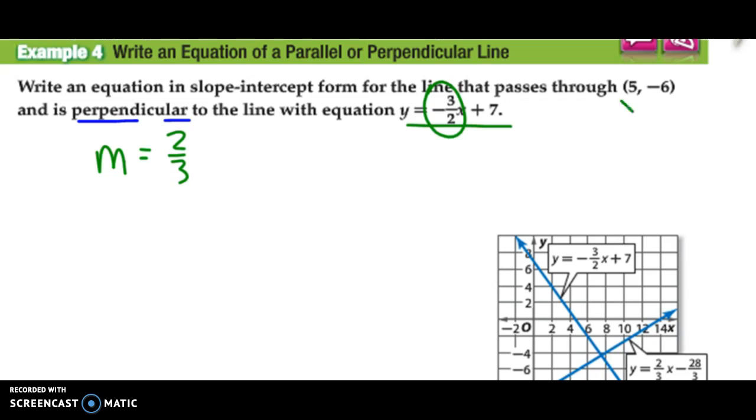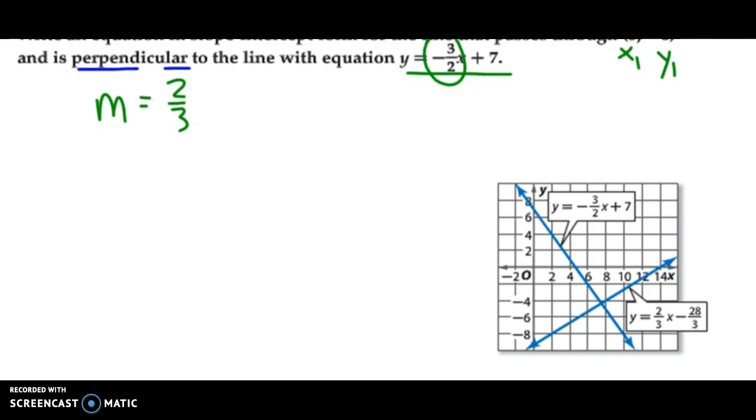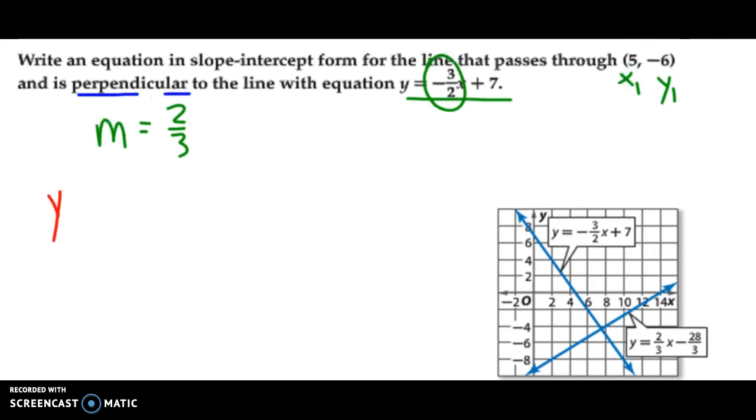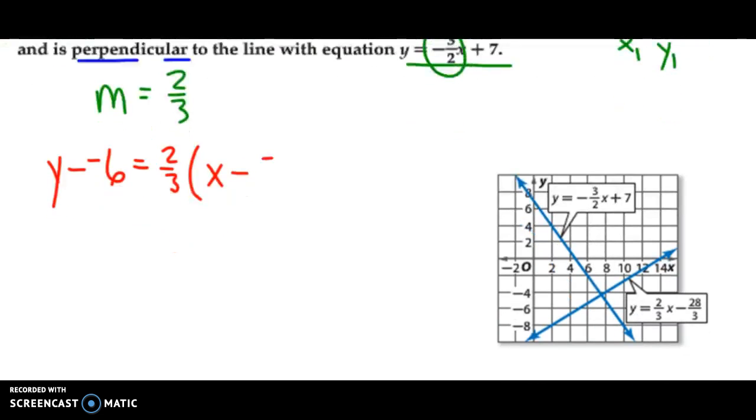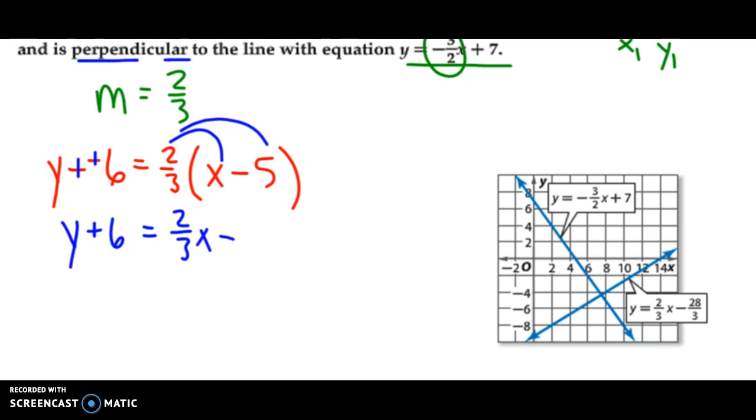And then I know it passes through the point 5, negative 6. So what I can do is put it into point-slope form. I'd say y minus a negative 6 is equal to 2/3 times x minus 5. So I take 2/3 and I multiply it by everything inside the parentheses. So y, we make this plus 6, is equal to 2/3 x minus, and for the sake of easiness, I'll just keep this as 10/3. 2/3 times 5 is 10/3.